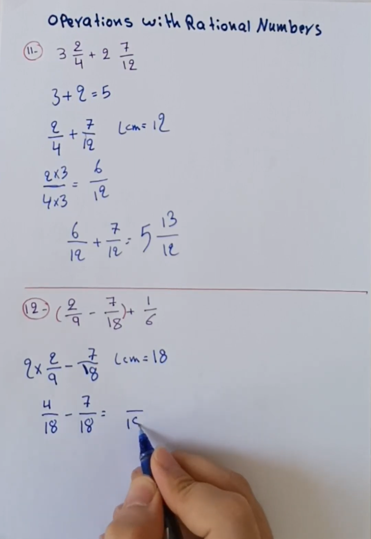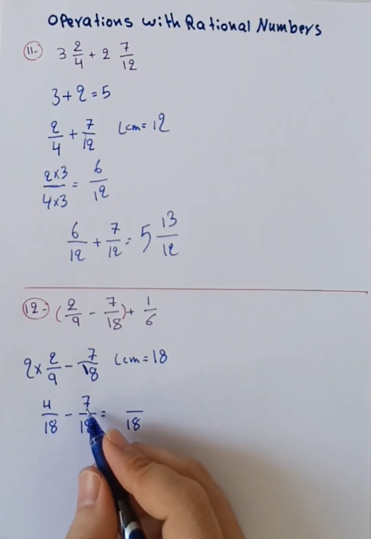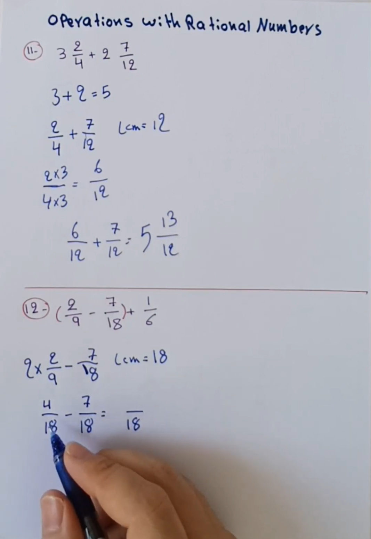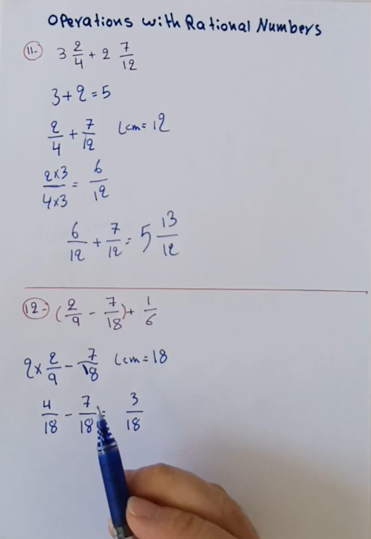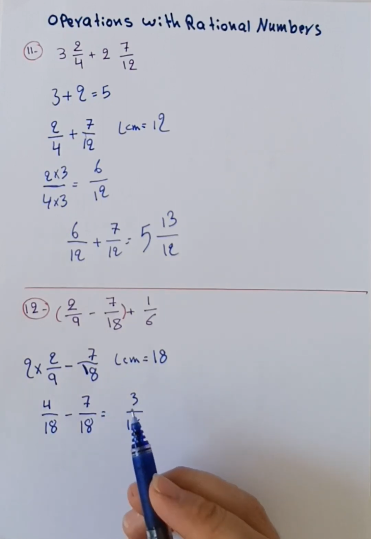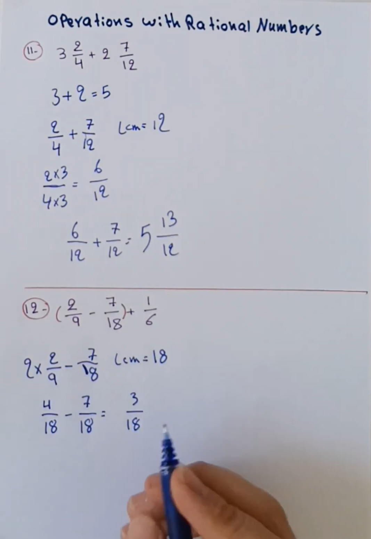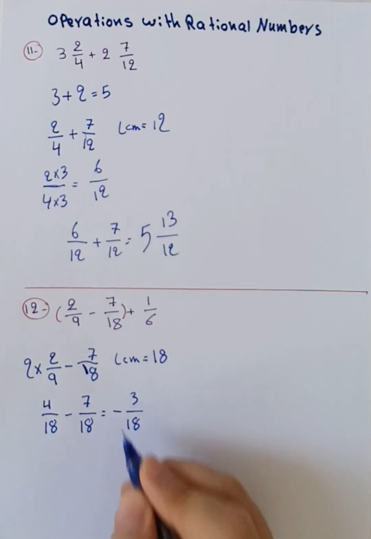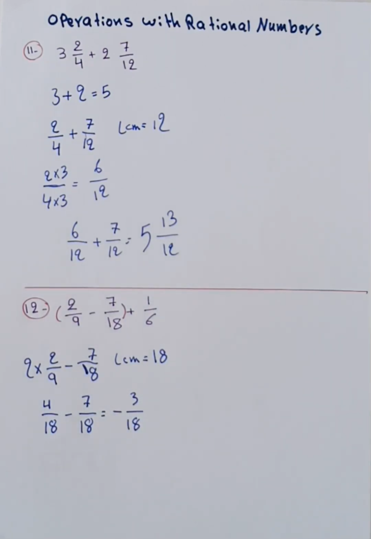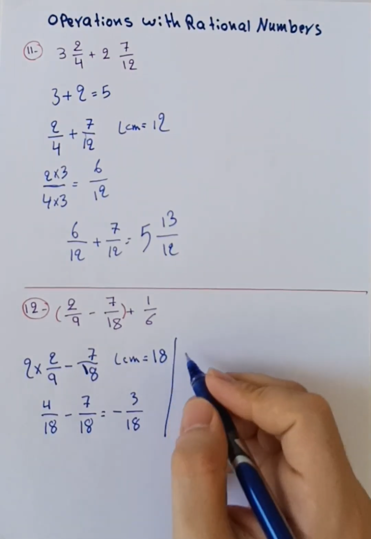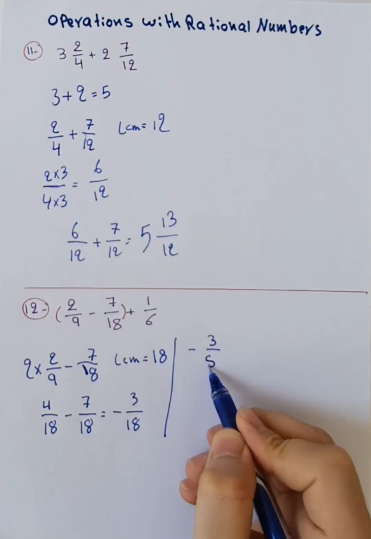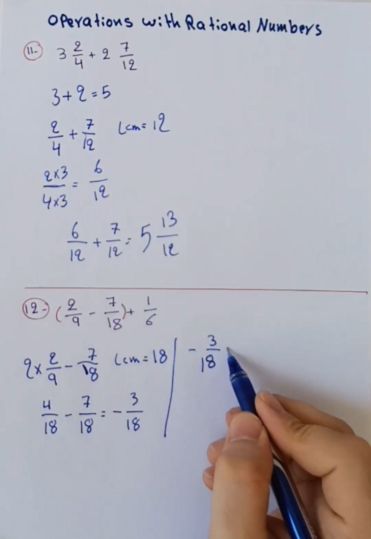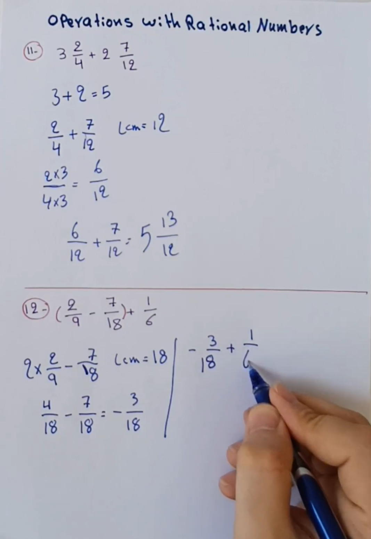You have to write the denominator, and then 4 minus 7, we can say 7 minus 4 is 3, and the sign of the larger number is negative, so we have to write negative 3 out of 18. After that, we have negative 3 out of 18 plus 1 out of 6.